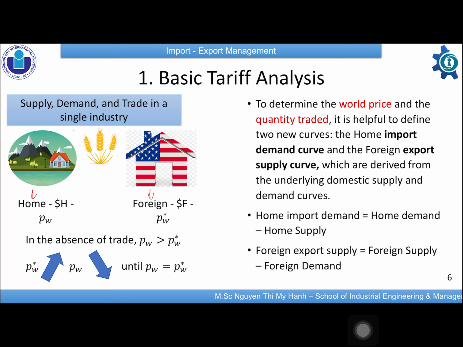In home, I will just say $, this is the currency in the home country, and in the foreign country the currency is $*. And the price of wheat in the home country is PW, and the price of wheat in the foreign country is PW star.